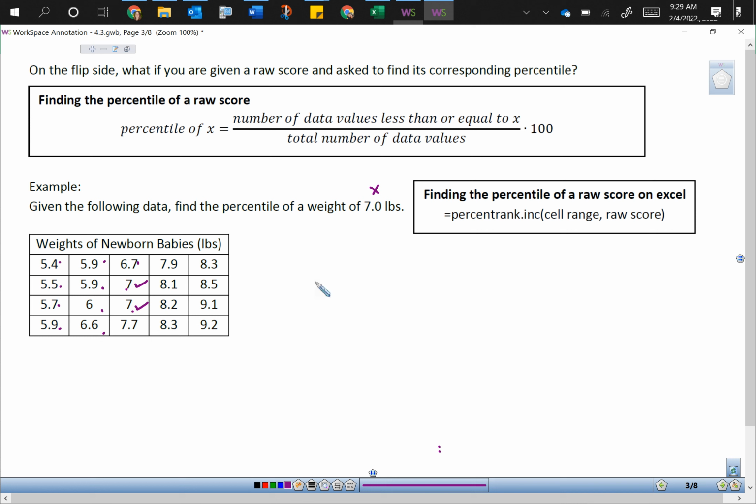So to find the percentile, we're going to take 11 terms and divide it by how many we have total. How many do we have total? 20. And then we're just going to multiply it by 100. What do we get? 55.